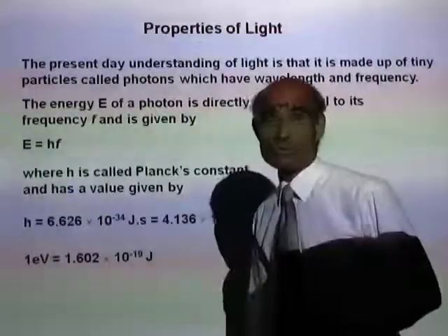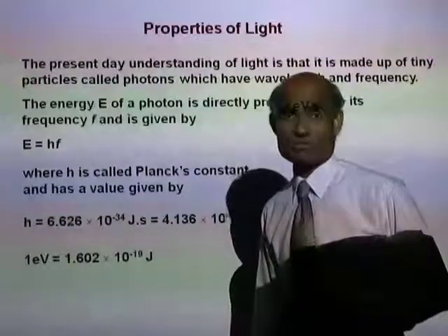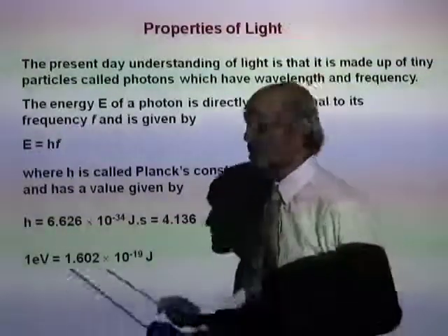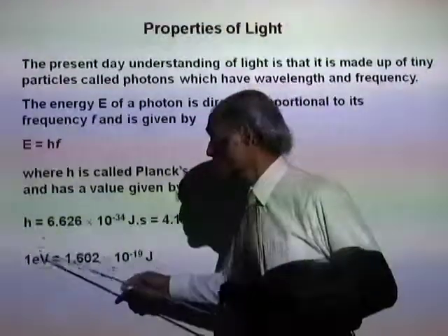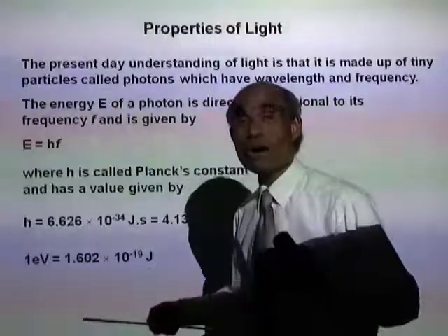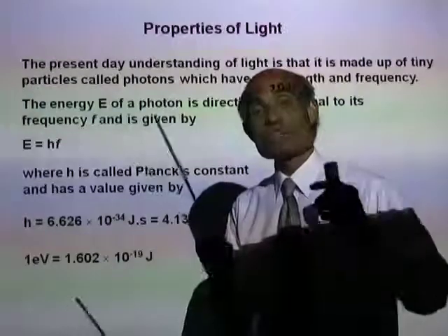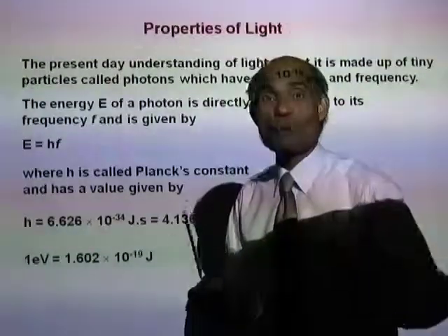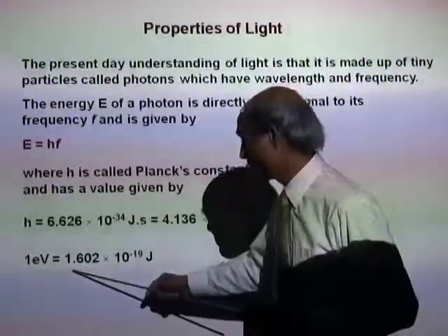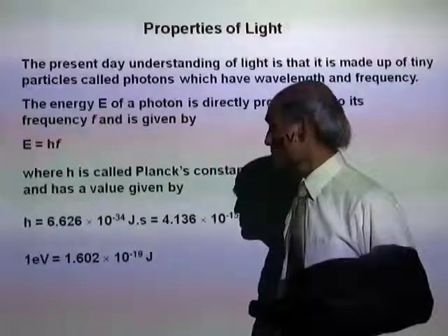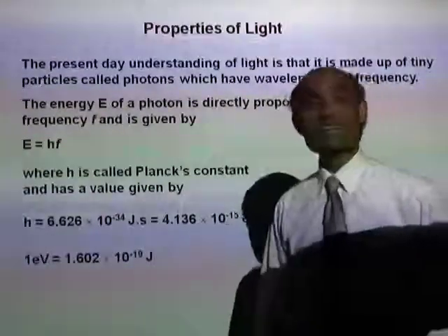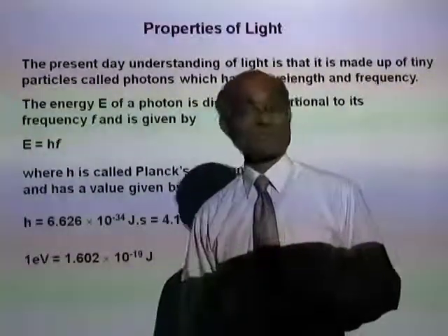And 1 electron volt, I think I talked to you about that in one of the early lessons. 1 electron volt is the energy acquired by an electron when it is accelerated by using a potential difference of 1 volt. And it is equivalent to 1.602 times 10 to the negative 19 joules. A very small amount of energy.